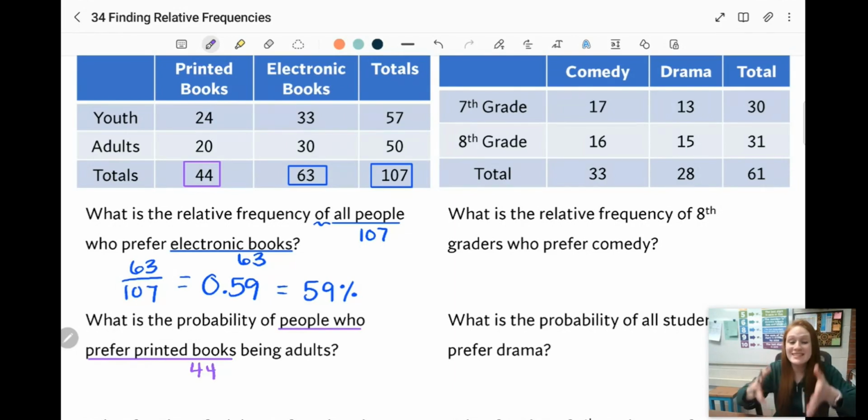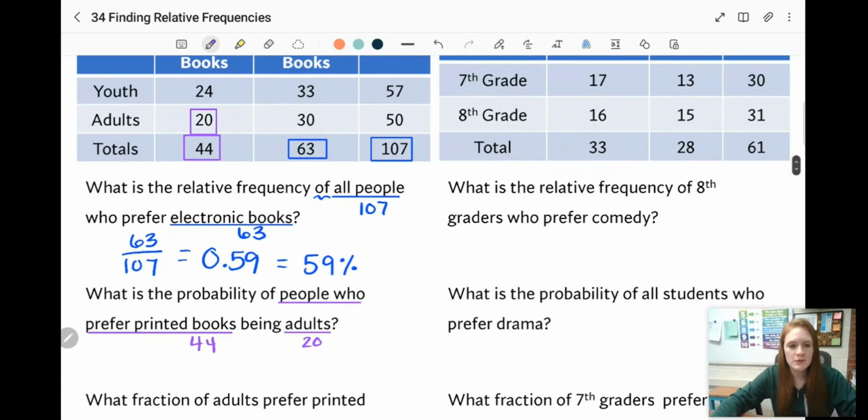44. Now, staying in printed books, staying in that column there, we're looking at what is the probability of that group that likes printed books being adults. Okay, so I would look at that 20. Being adults would be 20. A cue to you when we're doing this is whatever comes after "of" should be the biggest number that you're dividing. So for this one, I get 20 over 44. Those are my favorite, nice and simple, don't have to do any rounding or anything like that.